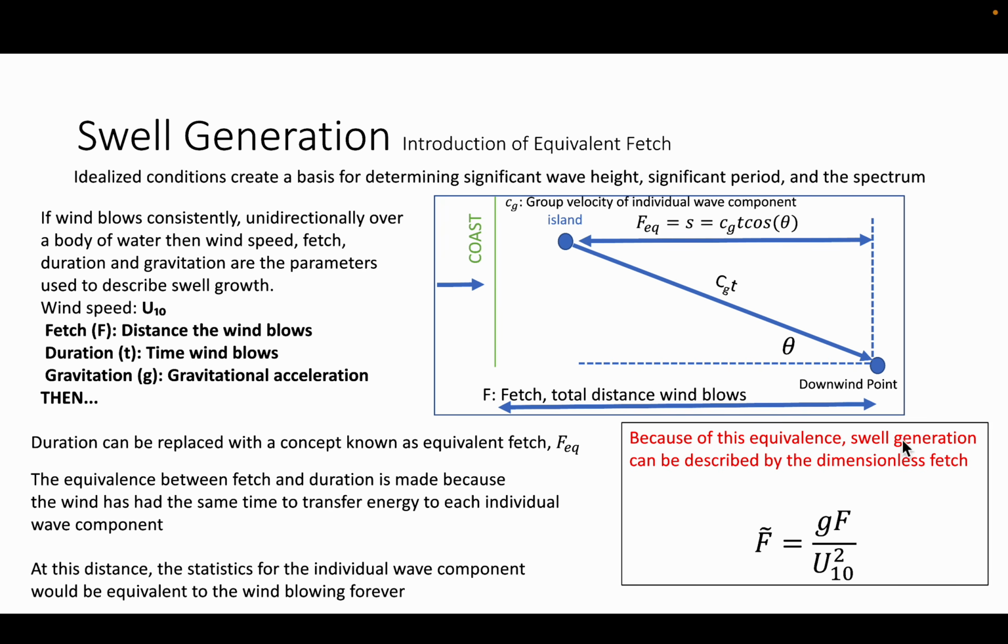Because of this equivalence, swell generation can be described by the dimensionless fetch. And this just gives you an idea of how developed a fetch could be. We see the relationship of fetch to wind speed squared. So let's say a large fetch and a small wind speed, the ocean is underdeveloped. And if you have a small fetch and a large wind speed, the sea state is going to be very developed.